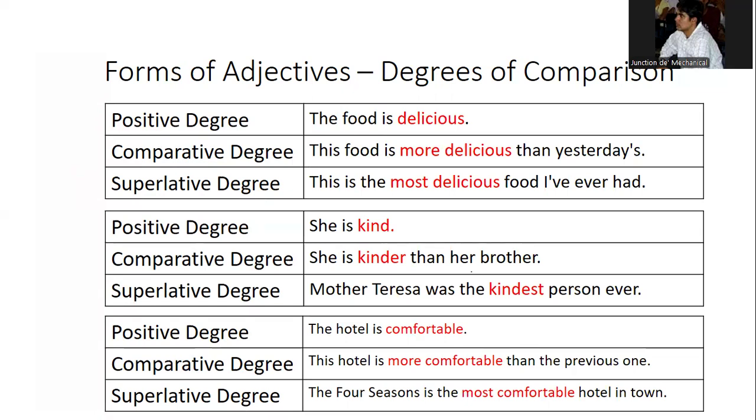The hotel is comfortable. This hotel is more comfortable than the previous one. The Four Seasons is the most comfortable hotel in the town. Comfortable, more comfortable, most comfortable. Now, see, I cannot say comfortable, comfortabler, and comfortablest, right? This is not how the words can be written. So, what are the rules? This we are going to see later when we study adjectives in detail.